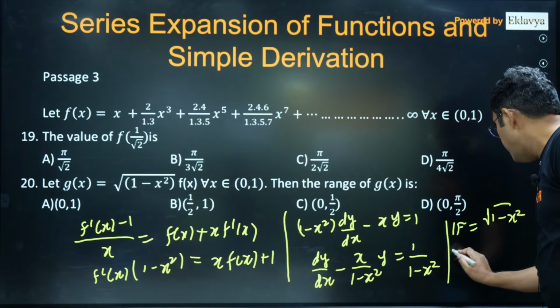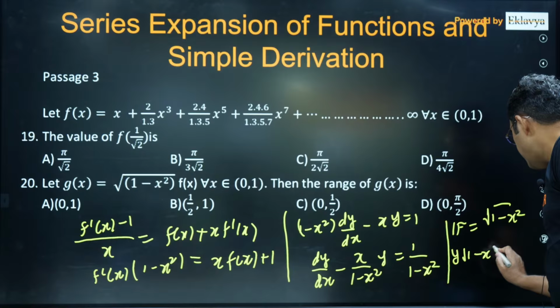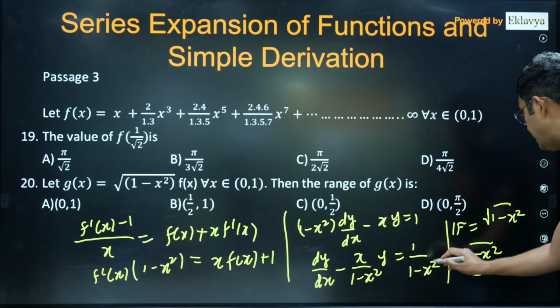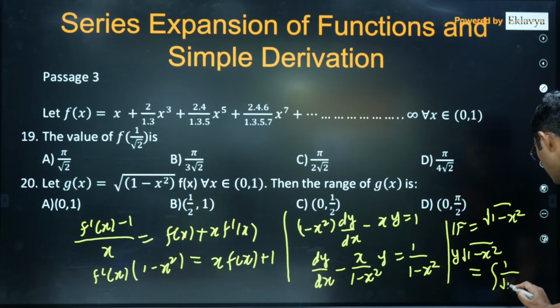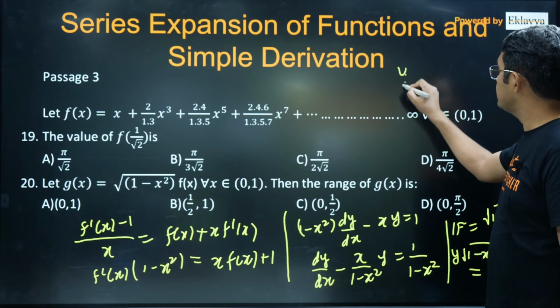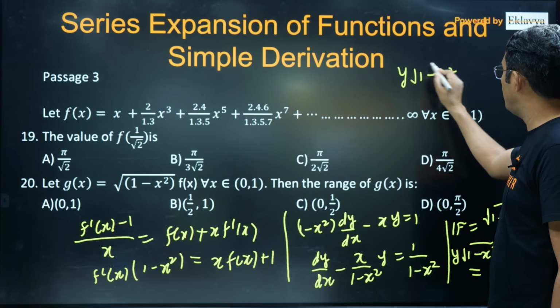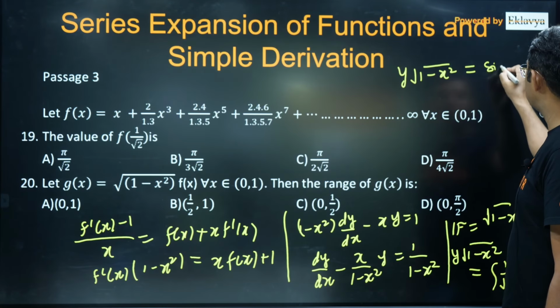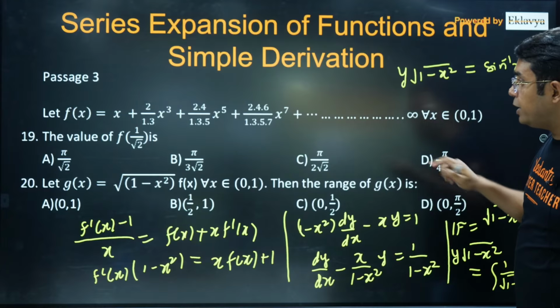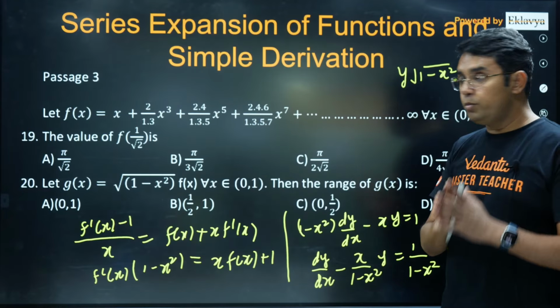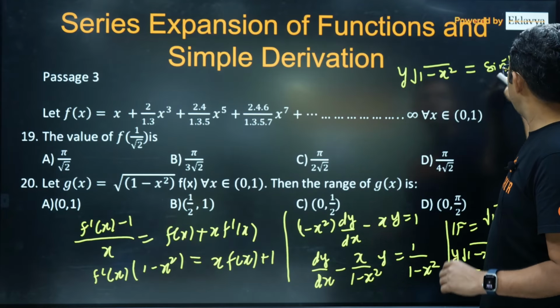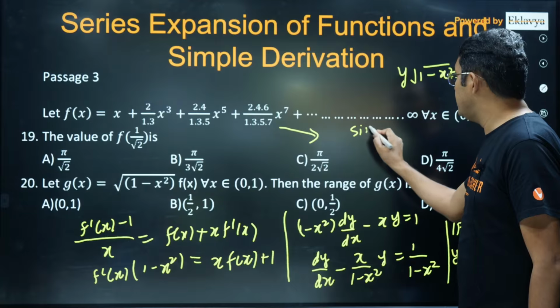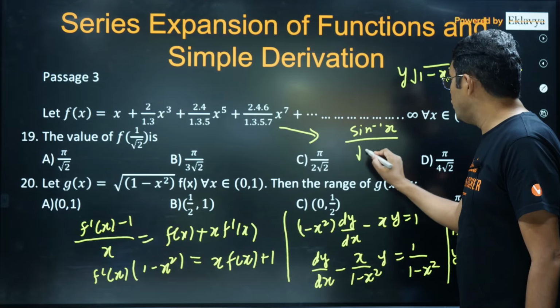So my solution would be y into root over 1 minus x square is equal to, this multiplied with this will give you 1 upon root 1 minus x square dx. So here we are getting final solution y into root 1 minus x square is equal to sine inverse x plus some constant, but you can see from this function at 0 it should be 0. So if you put x is equal to 0, it should be 0, so constant term will be 0. So finally that function f x is coming out to be sine inverse x upon root over 1 minus x square.